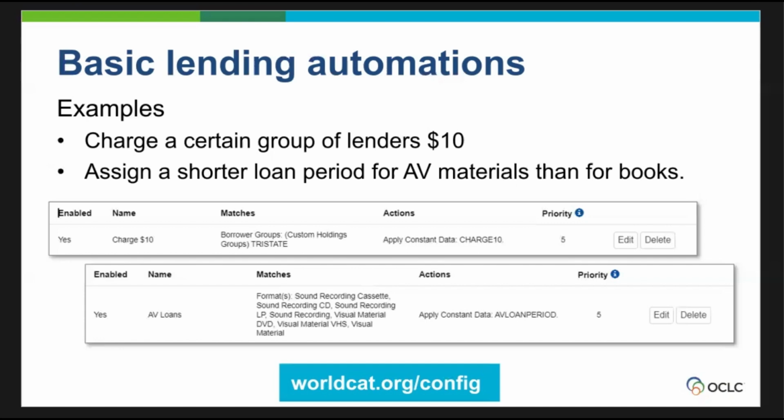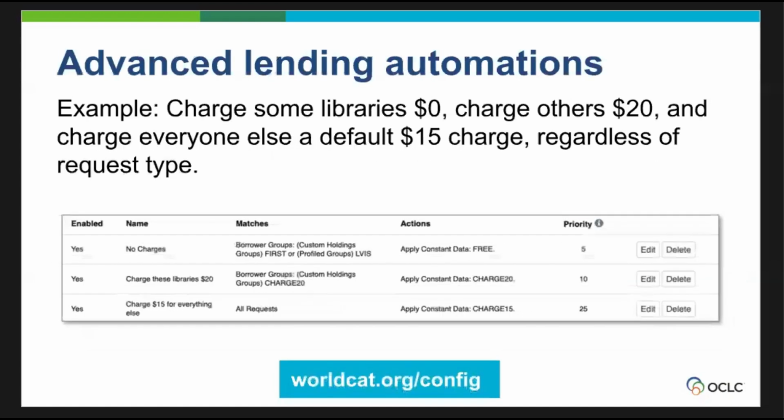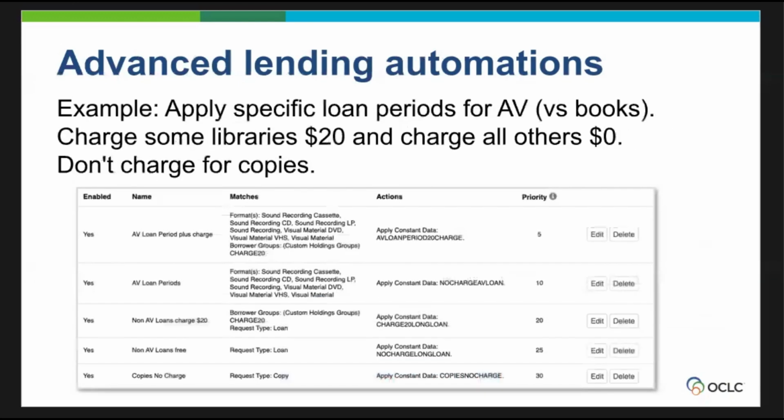All right, let's get through this one. These are more complex examples. These are all in our documentation, so I just took these screenshots from the doc. If you want to look at these later, you can. These are really advanced automations. Apply specific loan periods for AV. Charge some libraries $20 and all other libraries $0, but don't charge for copies. It's just an example to show what a power user might want to set up.